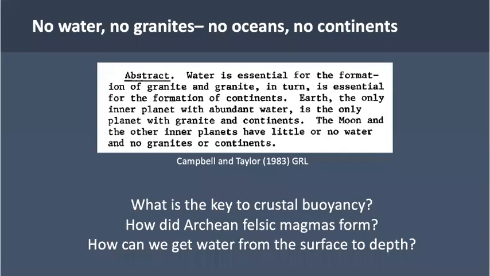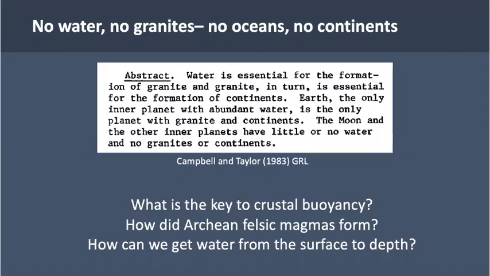But before I dive into that, I want to take a step back and come back to a paper from 1983 that's very well known in our field by Campbell and Taylor. The title is "No Water, No Granites, No Oceans, No Continents." They get to the point in the abstract: water is essential for the formation of granite, and granite in turn is essential for the formation of continents. Earth, the only inner planet with abundant water, is the only planet with granite and continents. The moon and other inner planets have little or no water and no granites or continents. This underlies how we think about the evolution of our planet and continent formation in particular.